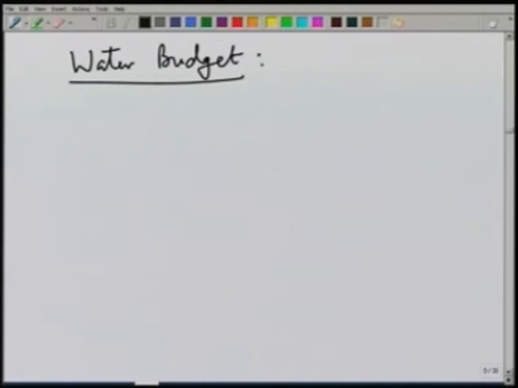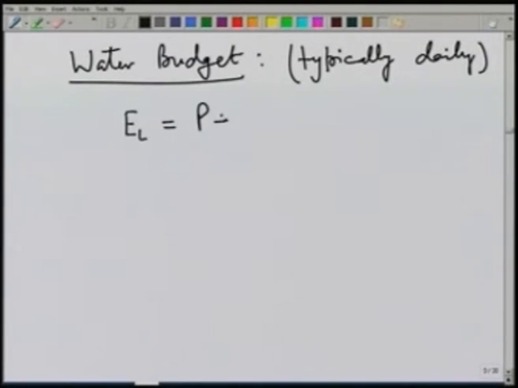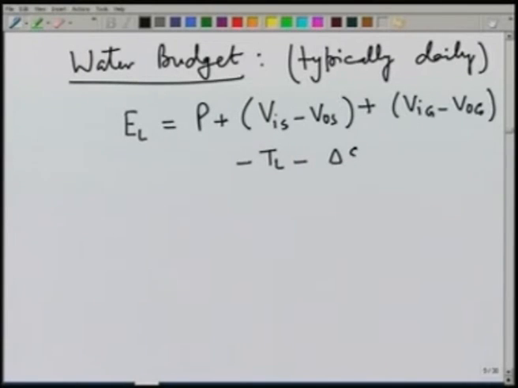In the water budget, typically we take a time period of sometimes a day or a week or a month, typically a day. So, what is the amount of water coming in and going out in a day? And using the water budget, we can write an equation like this. So this lake evaporation or evaporation from the water body can be related to the precipitation.